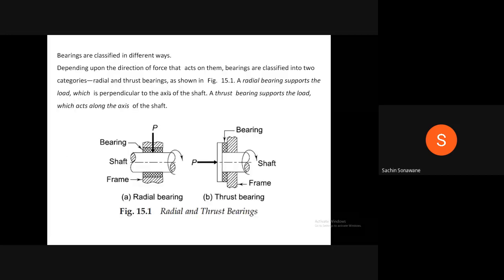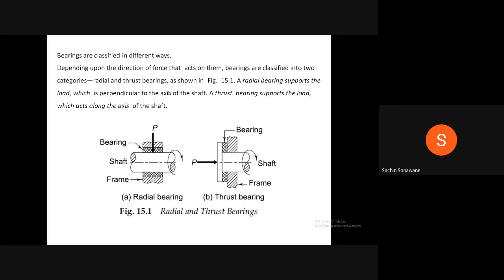Now, bearings are classified in different ways. First of all, depending upon the direction of force that acts on them, bearings are classified into two categories: radial bearing and thrust bearing. A radial bearing supports the load which is perpendicular to the axis of the shaft. A thrust bearing supports the load which acts along the axis of the shaft.